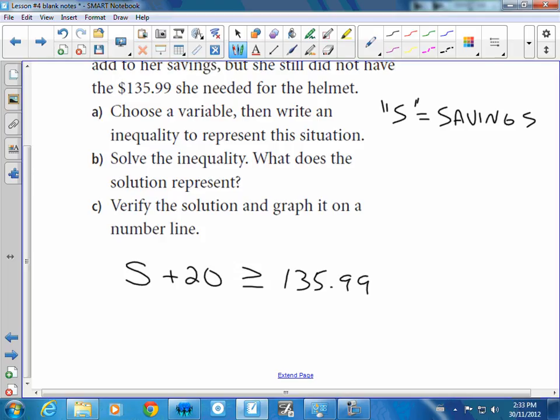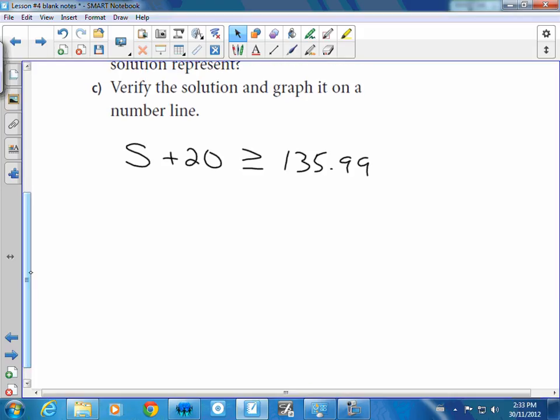On the left side? Yeah. But is it still pointing to the 135.99? Then you got it wrong. It has to point to the 135.99. If you did it backwards, it'd have to be 135.99 is less than or equal to. No, it's the total that she needs, 135.99. So we add the $20 to what she needs in savings. We want to find out how much she needs to save, right?